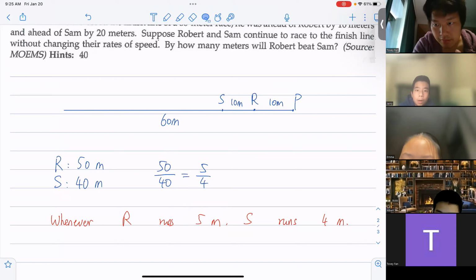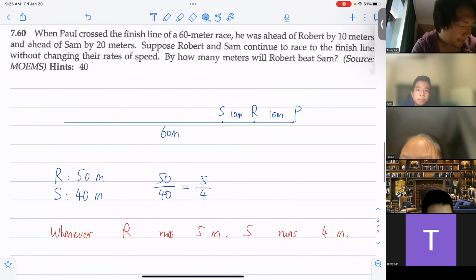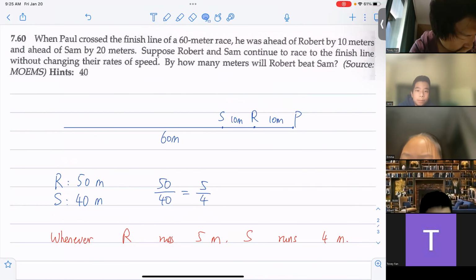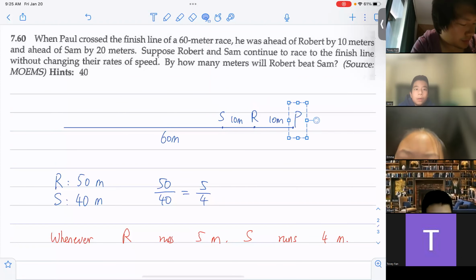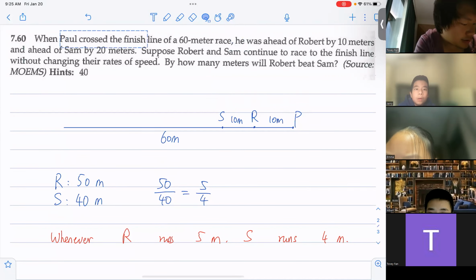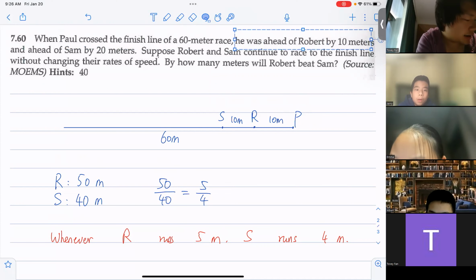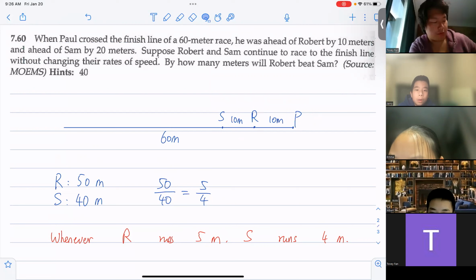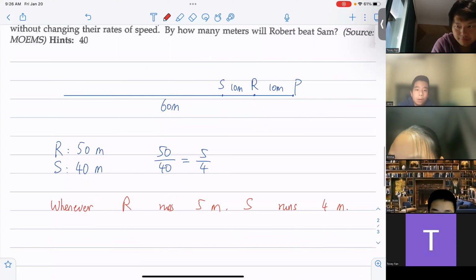Okay, make sense? Yeah, but Sam is behind 20 meters. Yep. But is it 30 meters? Not 40? Oh, Sam is behind Paul by 20 meters, not Robert. You see? So when Paul crossed the finish line, Paul was ahead of Robert by 10 and ahead of Sam by 20. Oh, so Sam is only behind Robert by 10. Okay, so this makes sense to everyone, right?